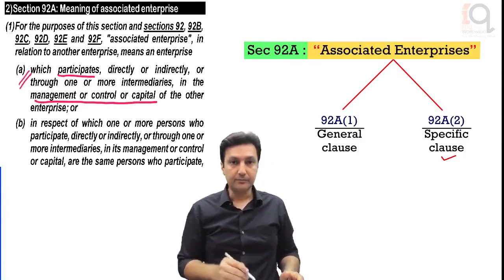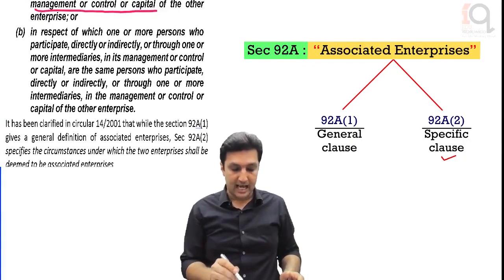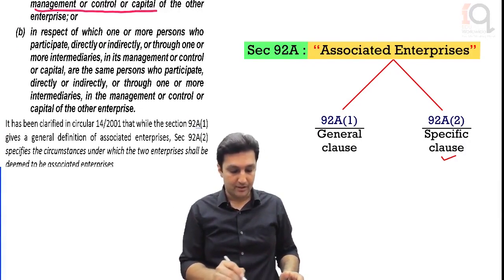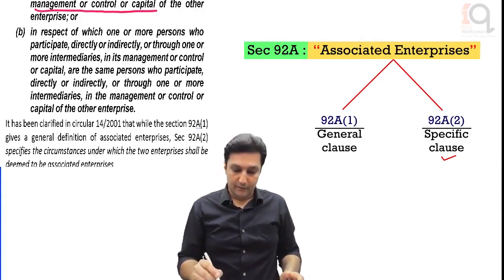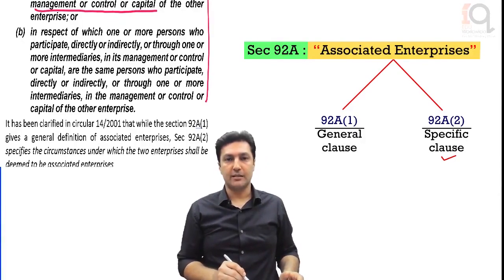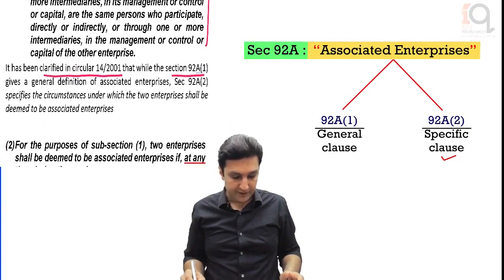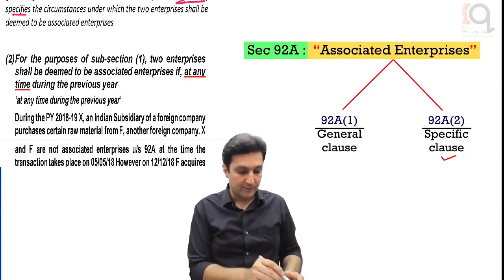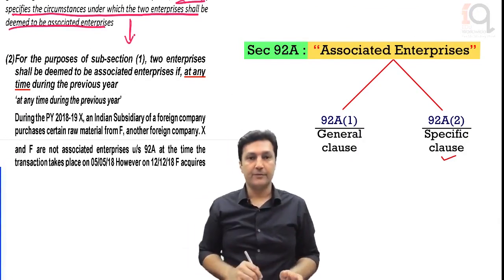It's a very vague term. Participates. It says in respect of which one or more persons who participate directly or indirectly or through one or more intermediaries in its management or control are the same persons who participate directly or indirectly or through one or more intermediaries in the management or control or capital of the other enterprise. Well, lots of questions can be asked here, lots of debate can come up, but we are not going to go into details because the CBDT clarified that while section 92A(1) gives a general definition, 92A(2) specifies circumstances in which two enterprises shall be deemed to be associated. So all we need to look at is 92A(2).